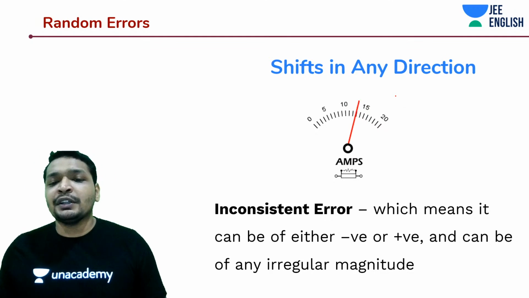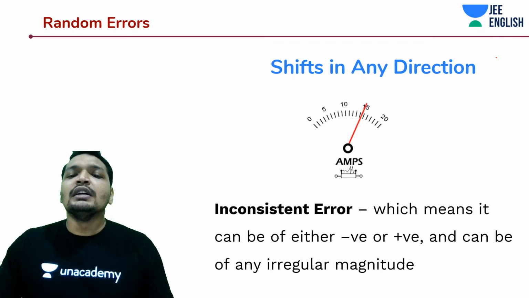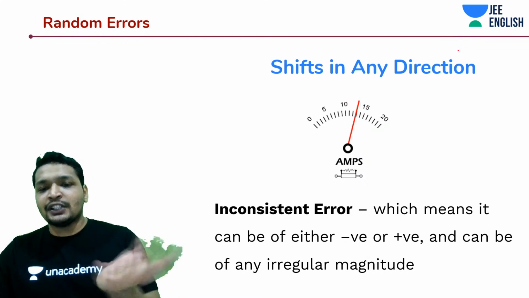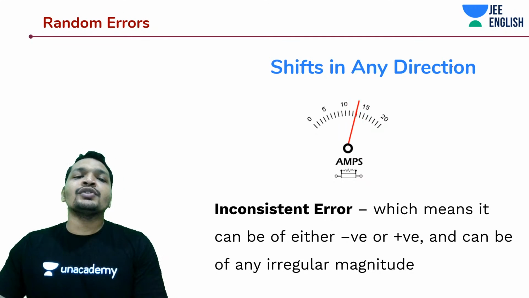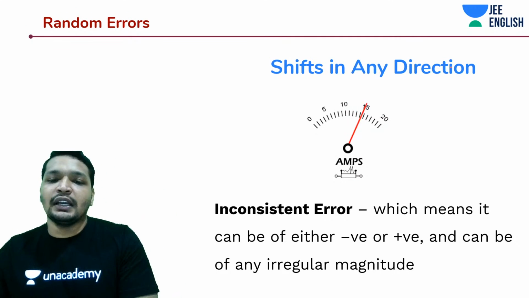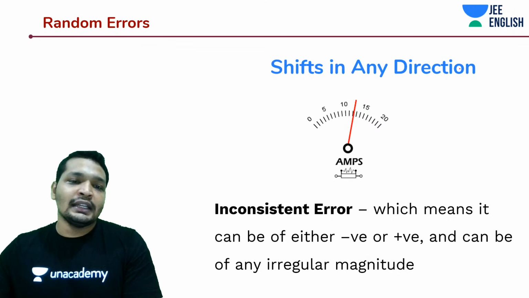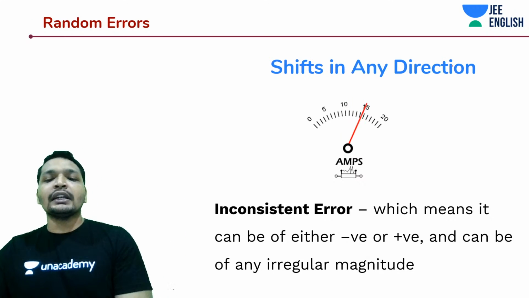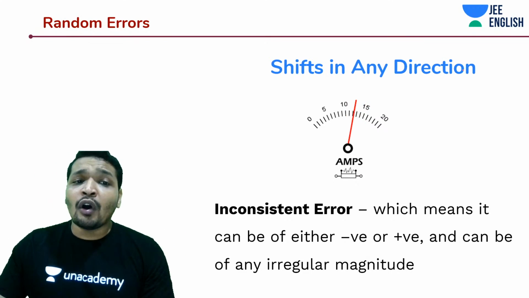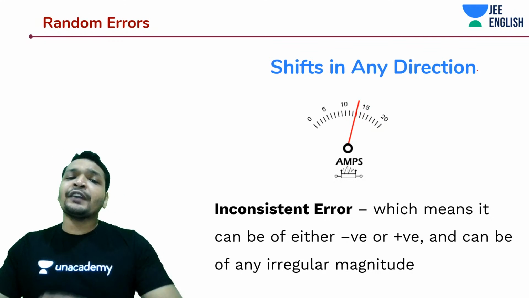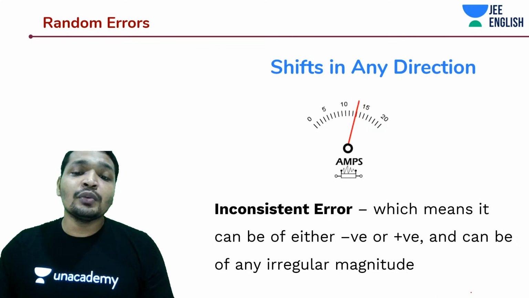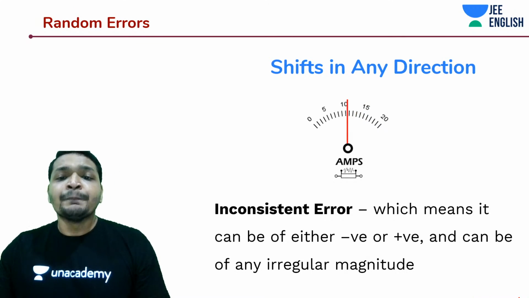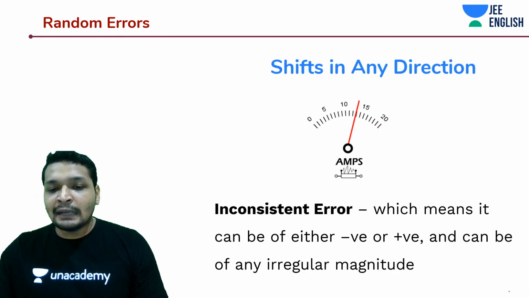So there are also other errors. For example, you are measuring something on your ammeter, and you're always getting a fluctuating value. This is known as random errors because you cannot predict the direction of the errors, and they can lie on either side. They can be positive, they can be negative, and they can also be of irregular magnitude. These kinds of errors are called random errors.